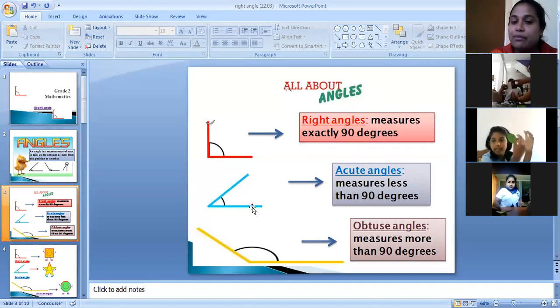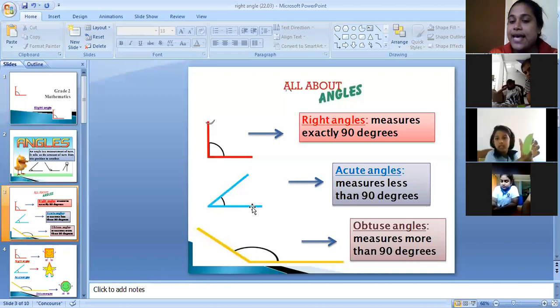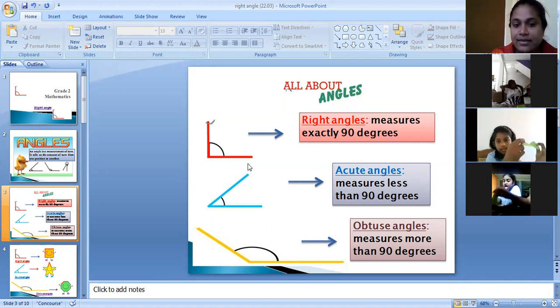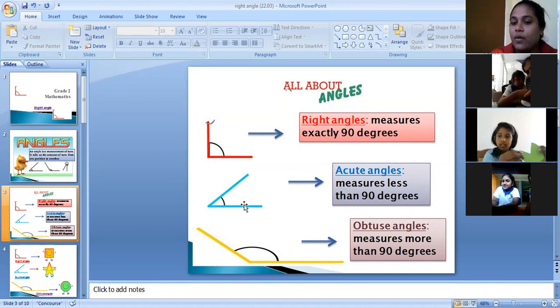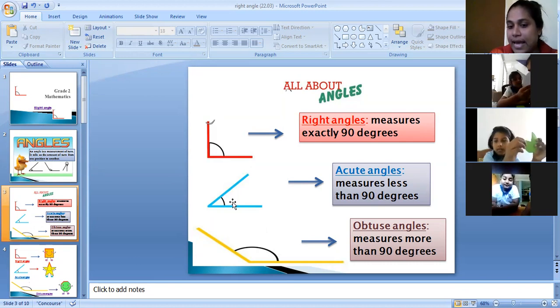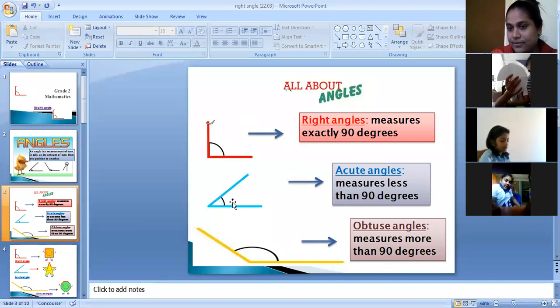Now let's move to this blue color one. We call it acute angle. It is less than 90 degrees. This is 90 degrees, and here this is less than that. If it is 90 degrees, it should be like this, but here it is less than that. So we call acute angles. This kind of small angles we call acute angles. It measures less than 90 degrees.